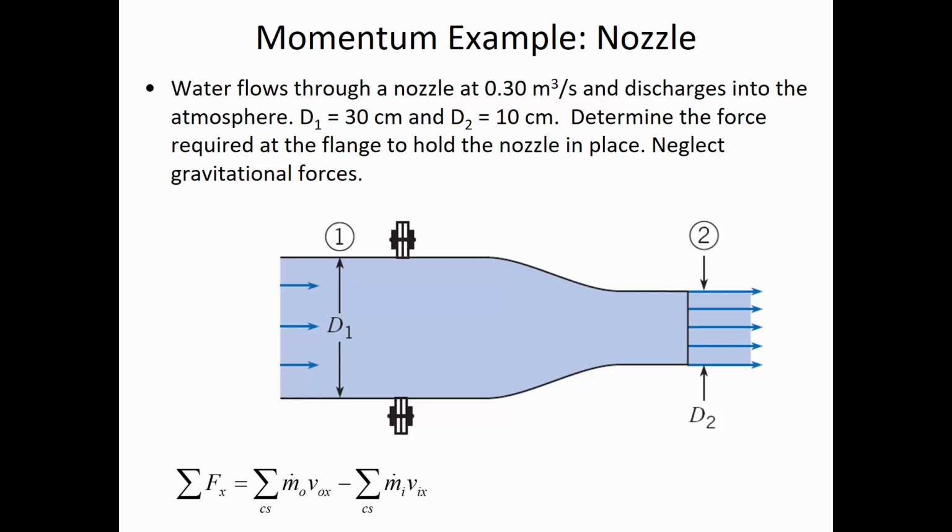And so the way that we now write the momentum equation for a problem like this would be pressure at 1 times the area at 1 plus some force required to hold the system steady is equal to the mass flow rate out, velocity out in x, minus the mass flow rate in, velocity in x. So what I'm saying is that the sum of the forces in the x direction required to hold the system steady, so that includes here the net effect of the pressure acting over some area, and then however much additional force you have to apply at the flange to hold the system steady.